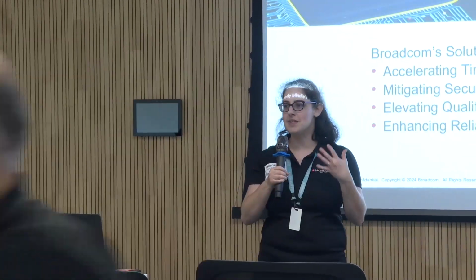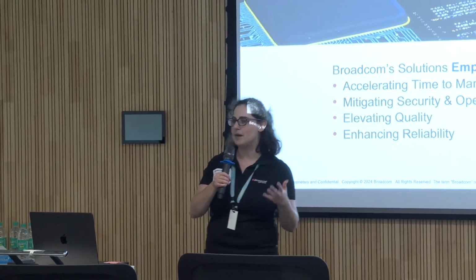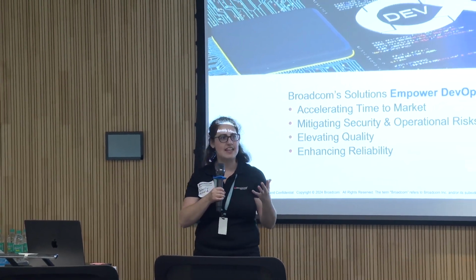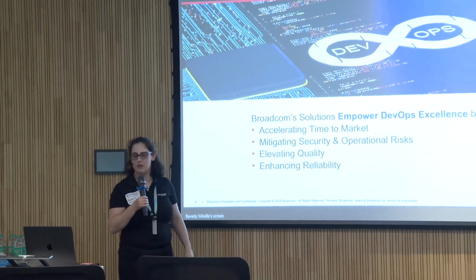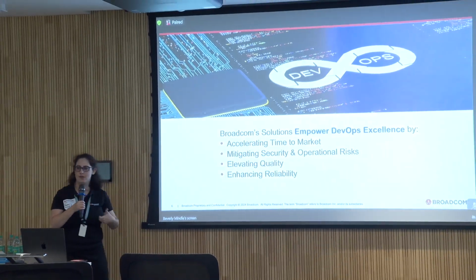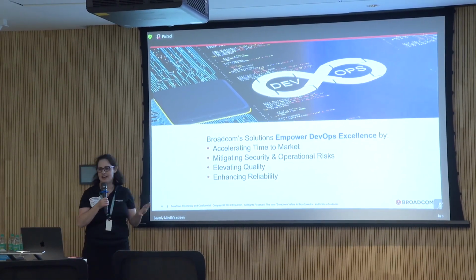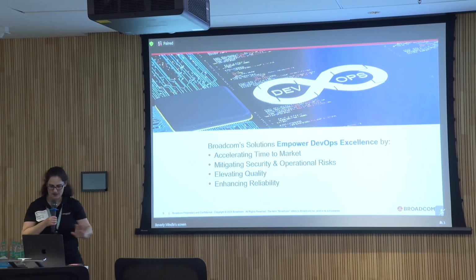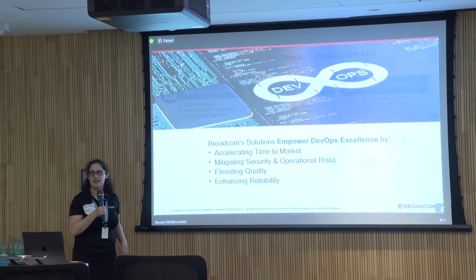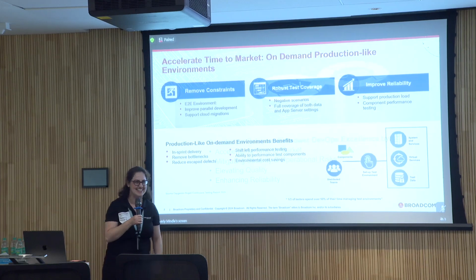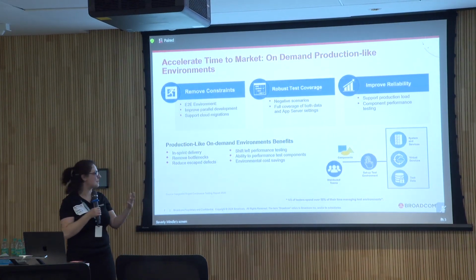So this is what we're doing, which is basically what we're trying to do is empower customers to do these types of things, accelerate their time to market by having those production-like environments, right? Mitigating security and operational risks, making sure we elevate the quality, enhancing reliability. We'll talk about all of these very briefly, and then I'll pass it on so that we can get into some of the fun things like the Gen AI and some of the capabilities in our product.